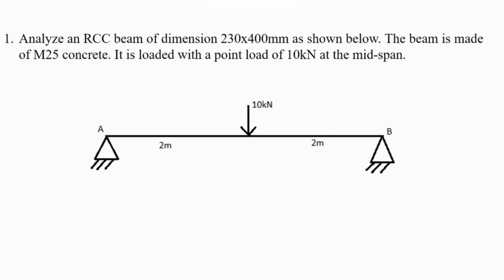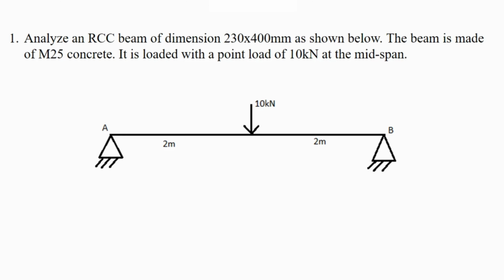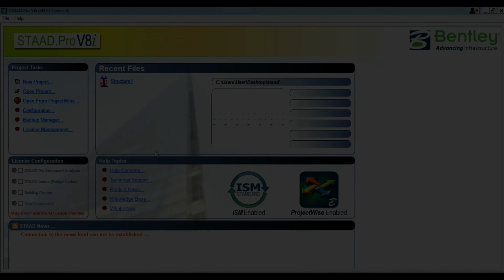Analyze an RCC beam of dimension 230 by 400 mm as shown below. The beam is made of M25 concrete and it is loaded with a point load of 10 kN at the midspan. So we have a beam of length 4 meter and it is hinge supported at ends A and B. It is loaded with a 10 kilonewton point load at the midspan. So now we have to model this beam in our STAAD Pro software.